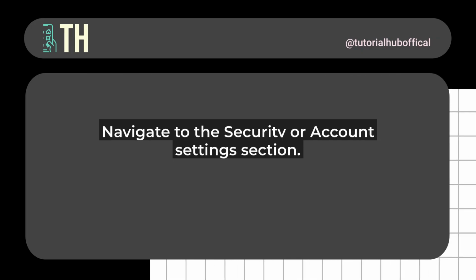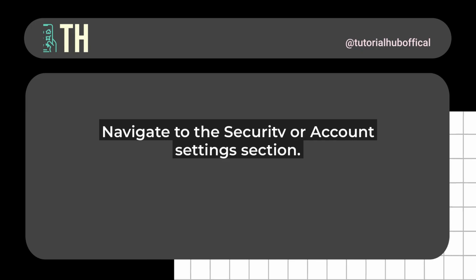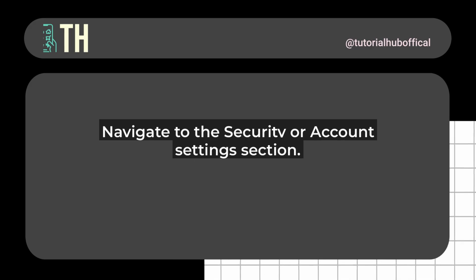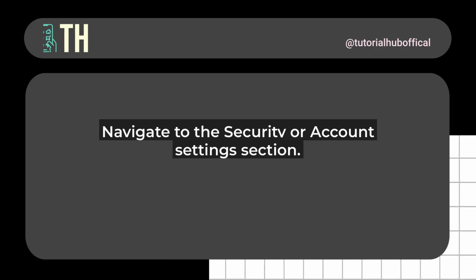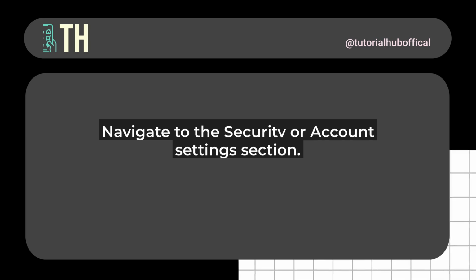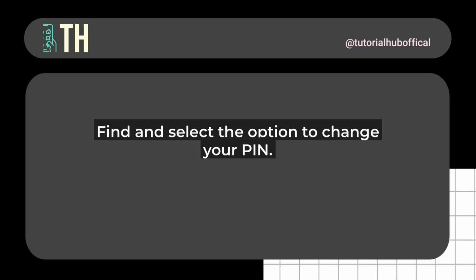After logging in, look for the Security or Account Settings section, usually found in the top menu or on your profile page. Click on that, and then navigate to Advanced Security Options or something similar. Microsoft might tweak the interface slightly by 2025, but it should be intuitive. Here, you'll find the PIN management area.